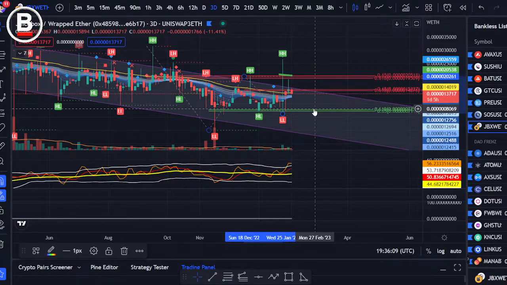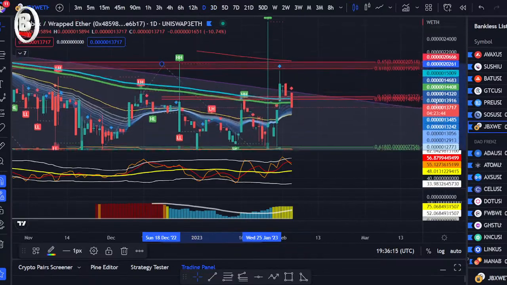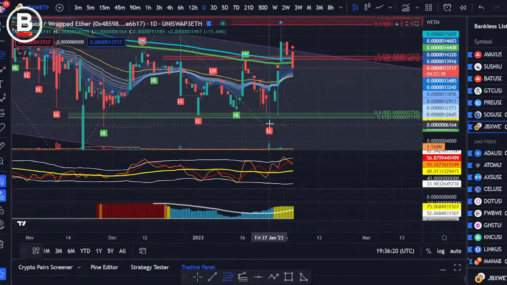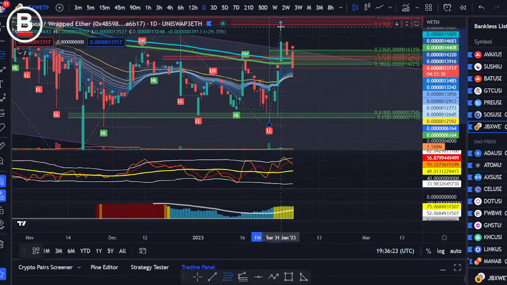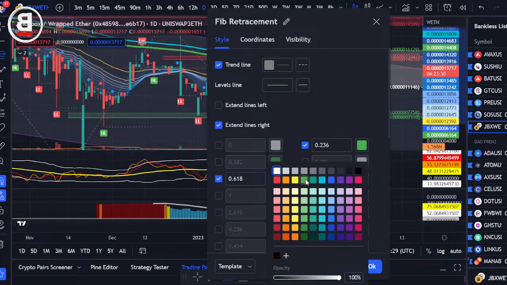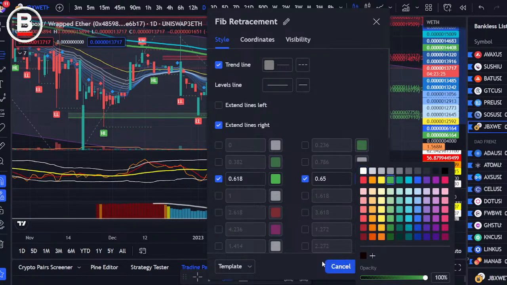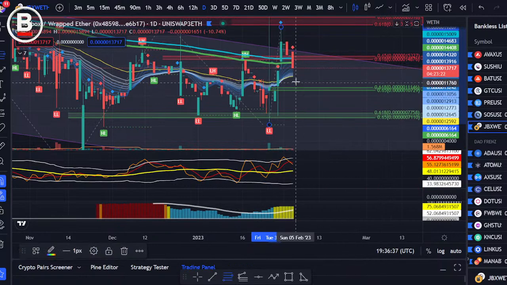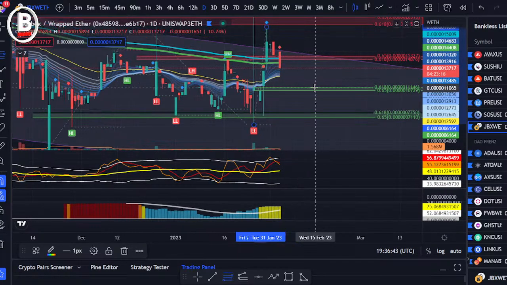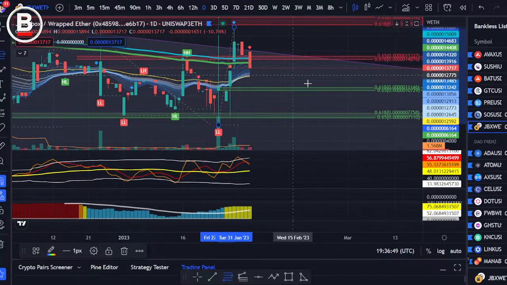So we're looking for a correction back down to our daily kind of golden pocket. We can draw some more fibs here. Look to see if we get some support here. This would be the next buying opportunity for the JBX token. Probably still kind of leery about buying this high in the channel.